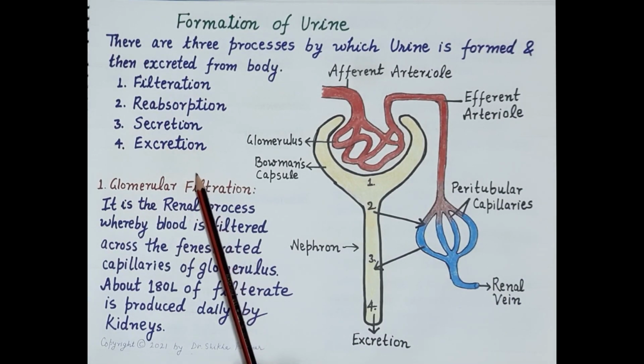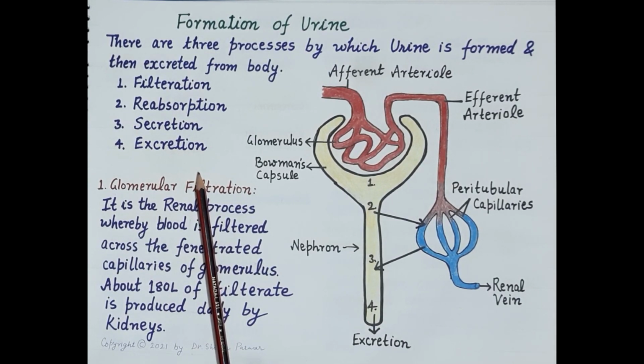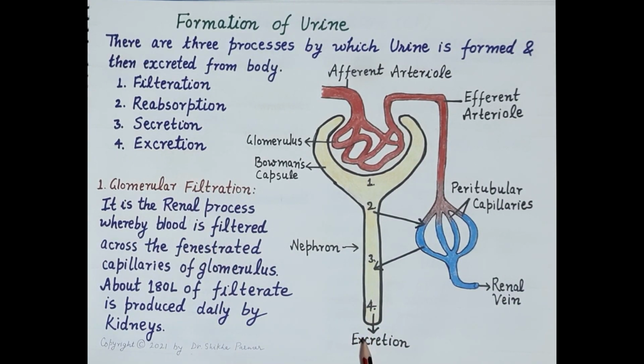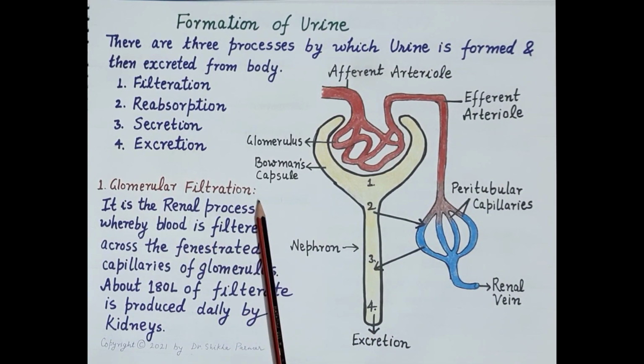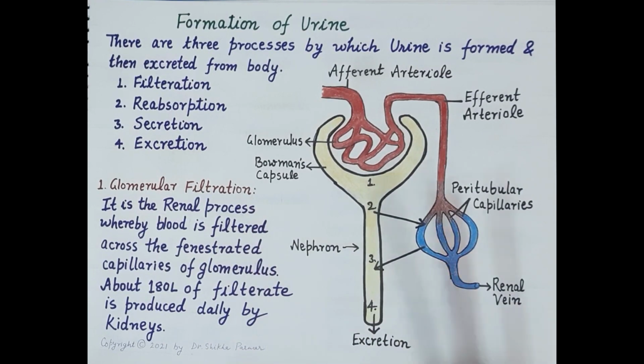Now, there are three main processes by which the urine is formed, and these are filtration, selective reabsorption, and secretion, and at the end of these three processes, urine is formed by the nephrons, stored in the urinary bladder and excreted by the urethra. So now let's first talk about the first step of the formation of urine, that is the glomerular filtration.